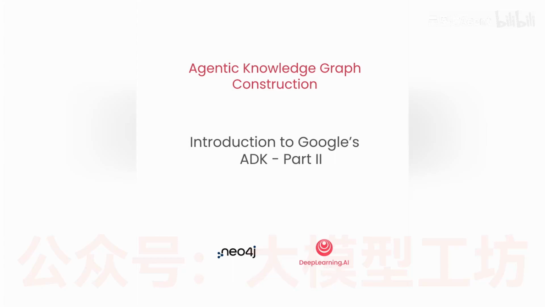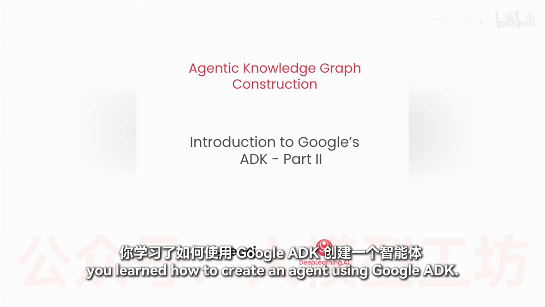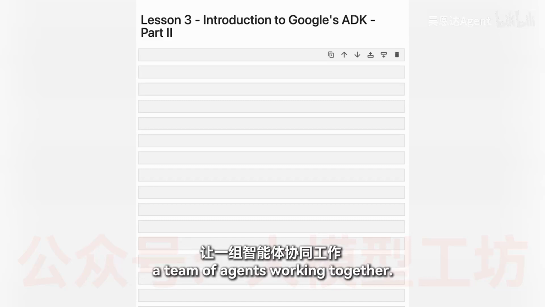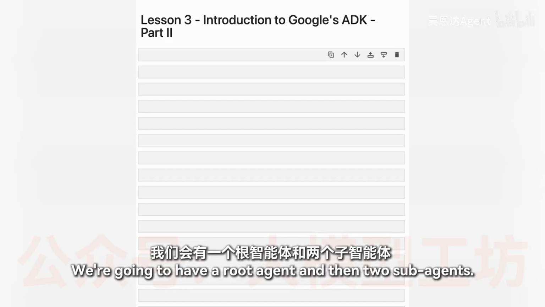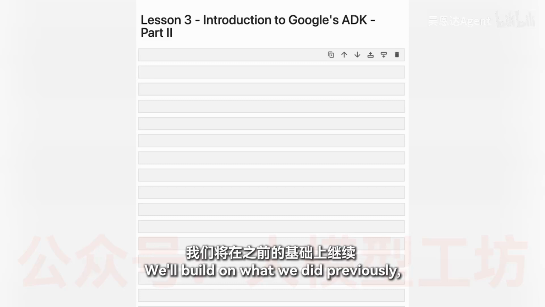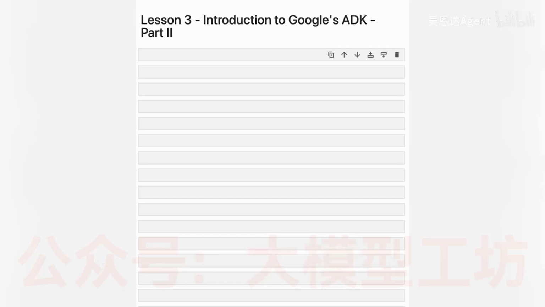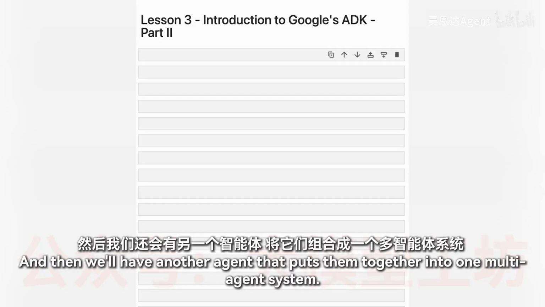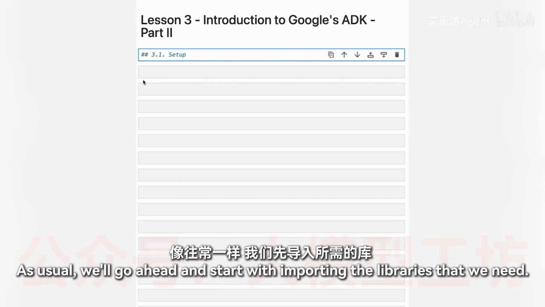In the previous lesson, you learned how to create an agent using Google ADK, and now we're going to create multiple agents, a team of agents working together. We're going to have a root agent and then two sub-agents. We'll build on what we did previously where we had a say hello agent. We'll introduce a new agent that can say goodbye, and then we'll have another agent that puts them together into one multi-agent system. As usual, we'll go ahead and start with importing the libraries that we need.